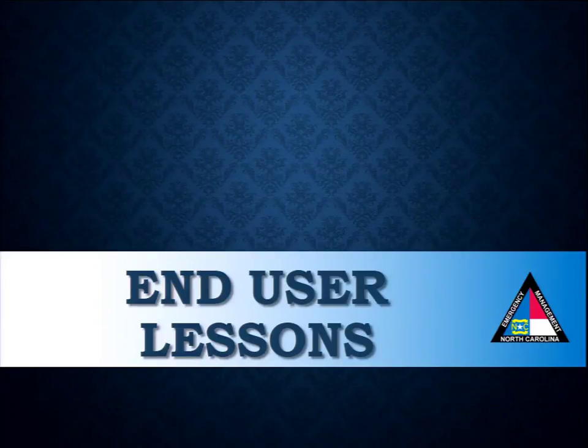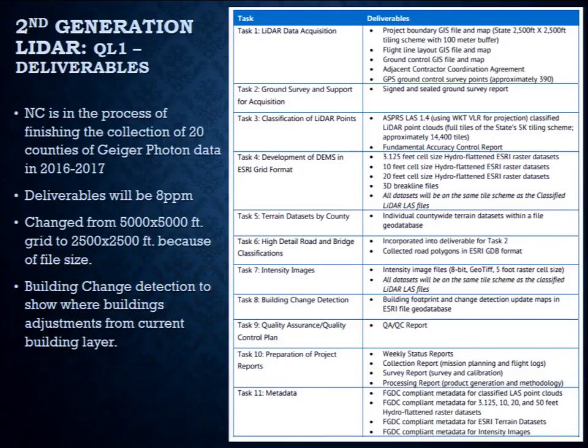So this is where I come in. That's all the technical stuff that the guys in the contractor side do. But this is where I come in for what the requirements are for the project and how we use the data at an end user perspective. So this is what we have as our list of deliverables. So we have the LiDAR points, the acquisition, the survey that has to go with it, the classification. We have the development of the DEMs. We have many levels of DEMs. We have a 3.125 foot, which is meter, that we send to USGS. We also have a 5 foot, a 10 foot, a 20 foot, and a 50 foot.